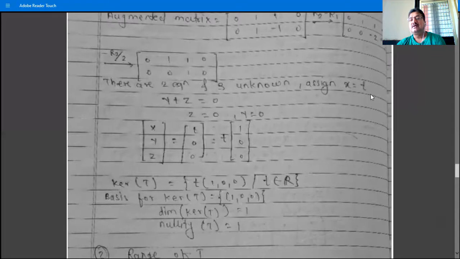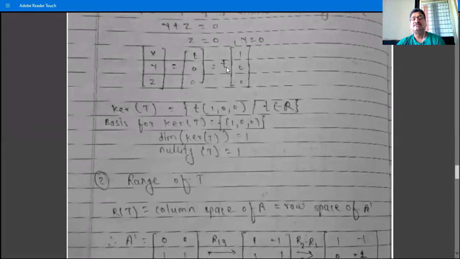So assign x, and if you observe these two equations, they are independent of x. There is no x in these two equations, and therefore we say x is a free variable. x is not related with y or z. So we assign x as t, and then the solution x, y, z is t, 0, 0. That is, t times 1 0 0, and therefore kernel of T is, in curly brackets, t times 1 0 0, such that t belongs to R.